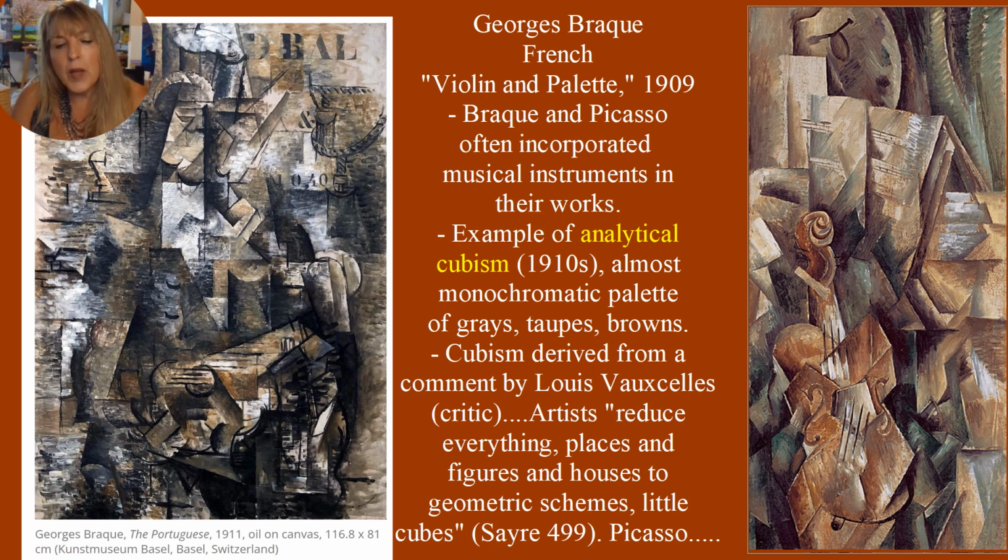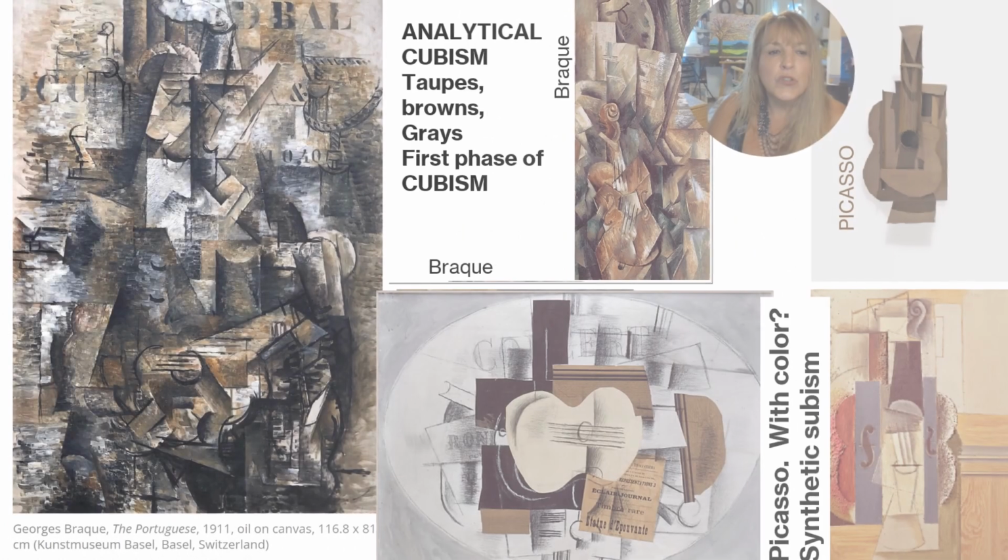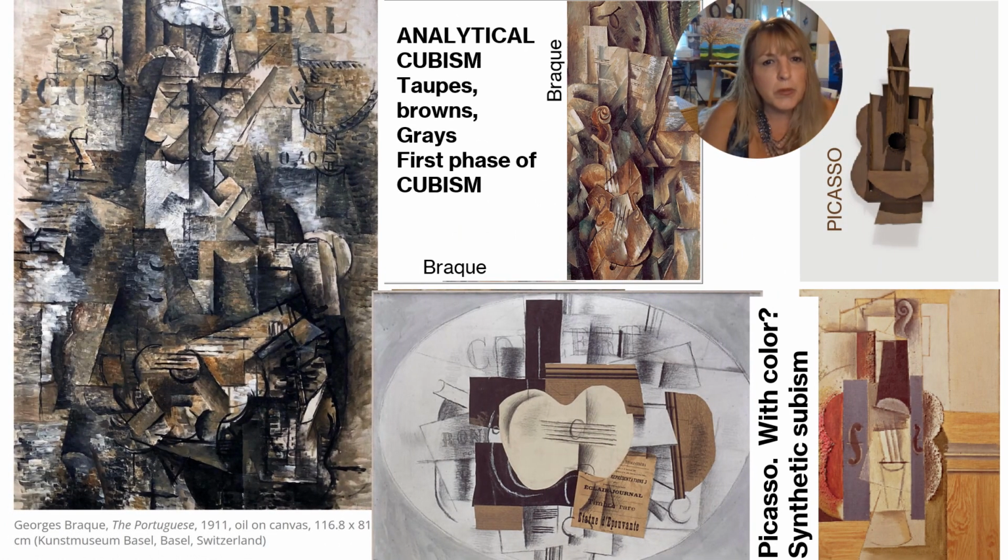Cubism derived from a comment by Louis Vauxcelles. Artists reduce everything, places and figures and houses, to geometric schemes, little cubes. Yeah, essentially. So analytical Cubism: taupes, browns, grays, first phase of Cubism.